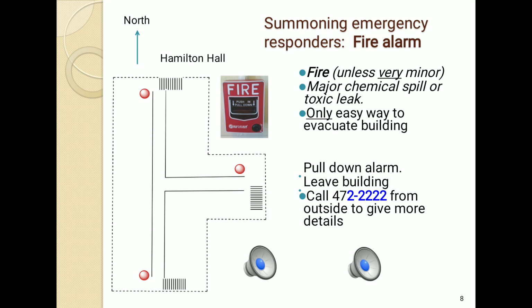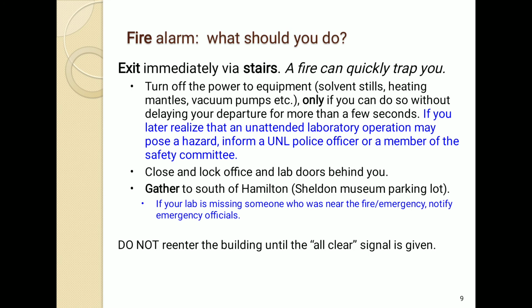Next is summoning emergency responders, that is, the fire alarm. Fire, unless very minor, and major chemical spill or toxic leak: the only way is to evacuate the building. And next, pull down the alarm, leave the building and call 472-2222 from outside to give more details. This is the fire alarm in the diagram.